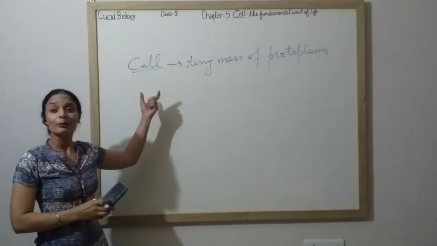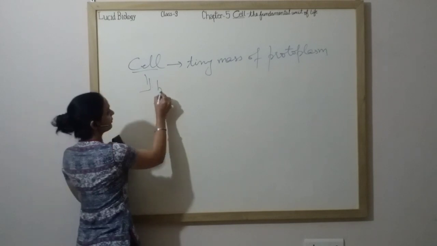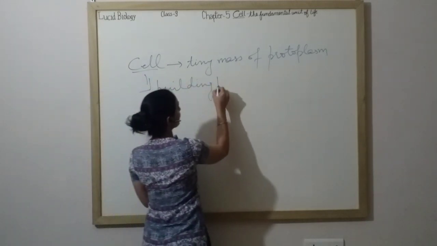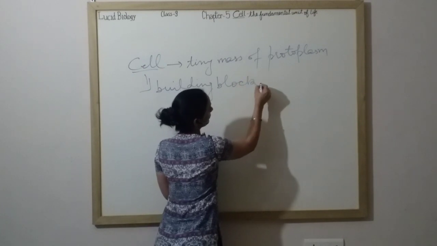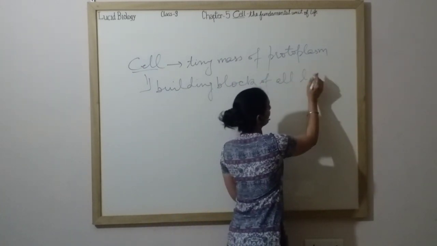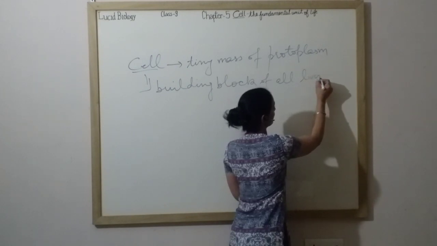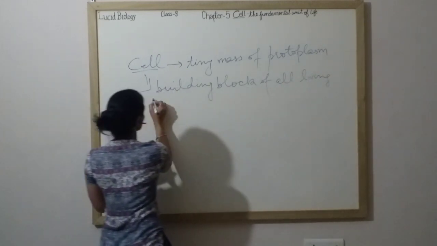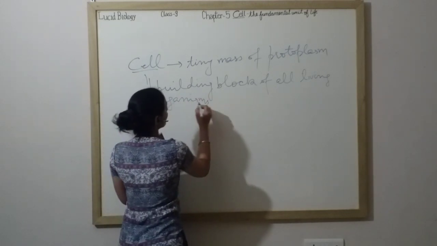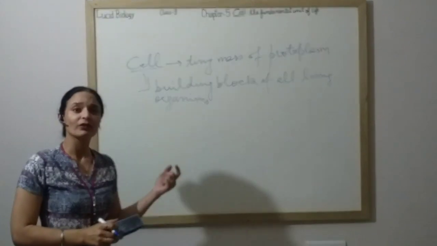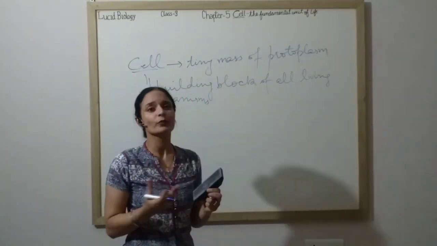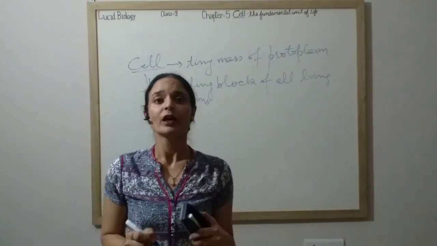Cell is the basic building block of living organisms. It is the basic building block of all living organisms. Building block means it makes the body of all living organisms. And if we have to define a cell, then it is a tiny mass of protoplasm which is bounded by a membrane.